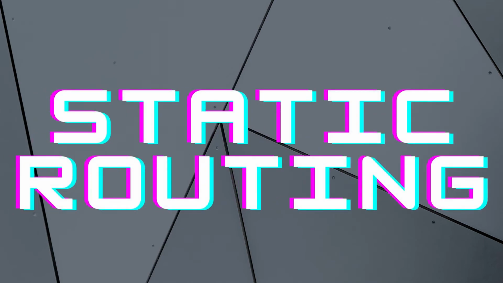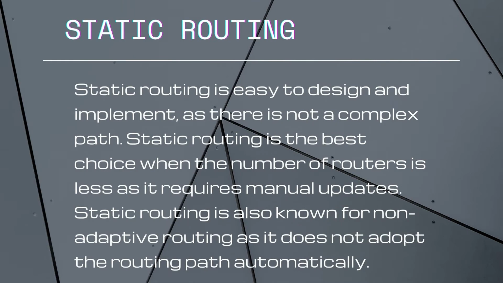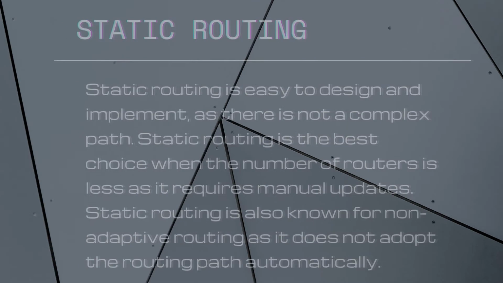Now let us discuss static routing. In static routing, the routes show the path between two routers that cannot be updated automatically. The path is manually updated. If the changes occur on the network side, we need to update the routing table's changing path. Routing tables are the tables that contain the routing information. Static routing is easy to design and implement, as there is not a complex path. Static routing is the best choice when the number of routers is less, as it requires manual updates. Static routing is also known as non-adaptive routing, as it does not adopt the routing path automatically.